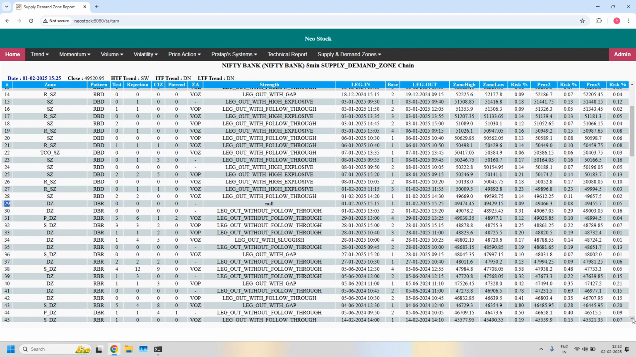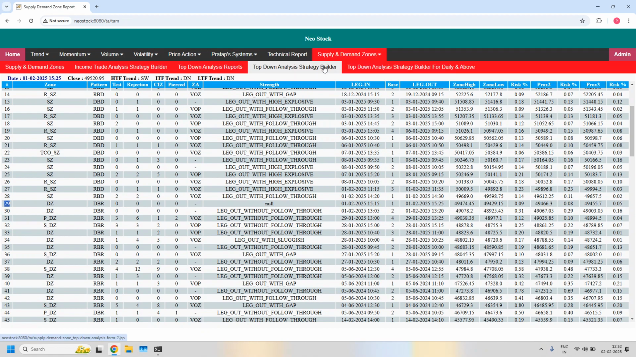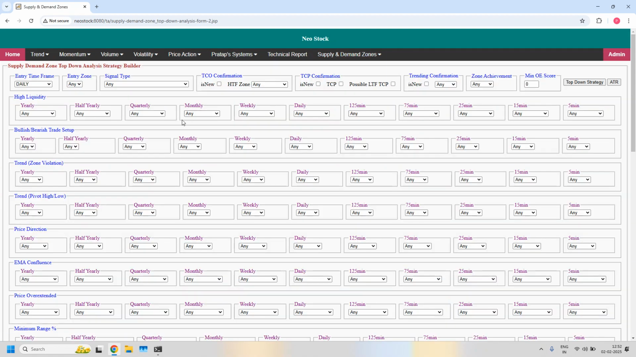And the next set of reports are about bullish and bearish trade setups for monthly, weekly and daily income trades. Let's start with monthly income trade bullish trade setup. Entry time frame is daily. Entry zone is demand zone. In bullish or bearish trade setup at a daily time frame, I am selecting bullish.